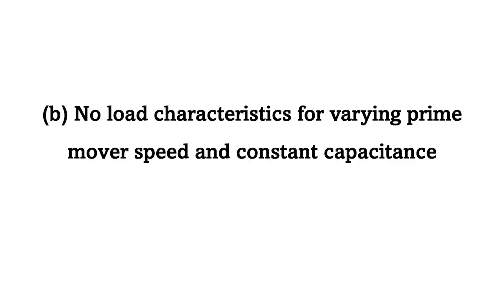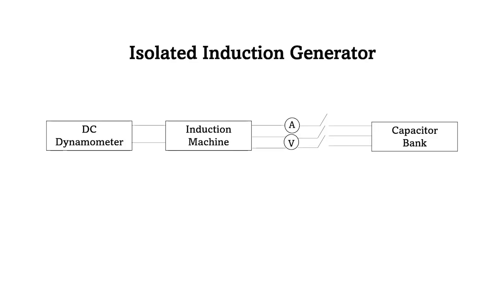Then we'll move to part B, no-load characteristics for varying prime mover speed and constant capacitance. Here we are going to observe the variation of voltage and current of the machine in no-load condition by varying the machine speed but keeping the capacitance constant. The circuit is same as in part A.